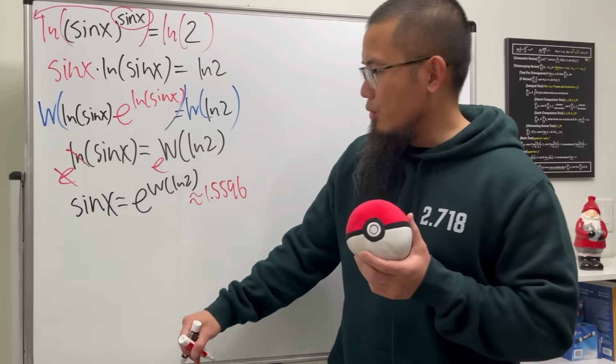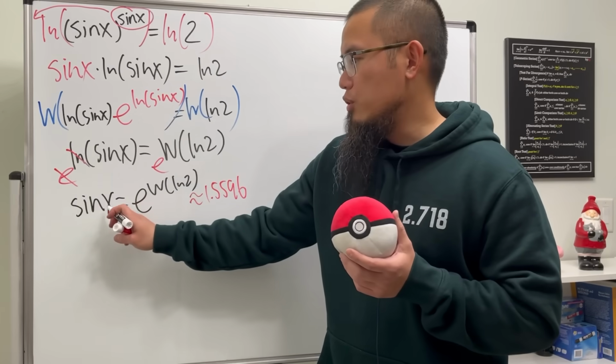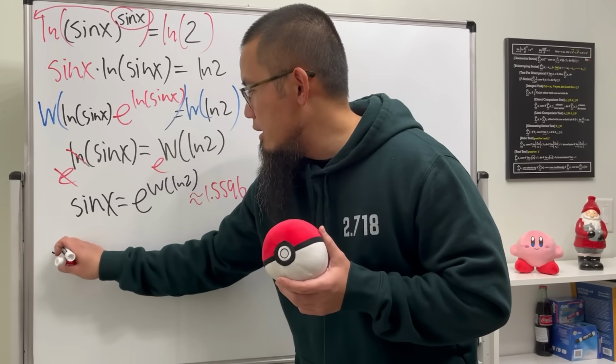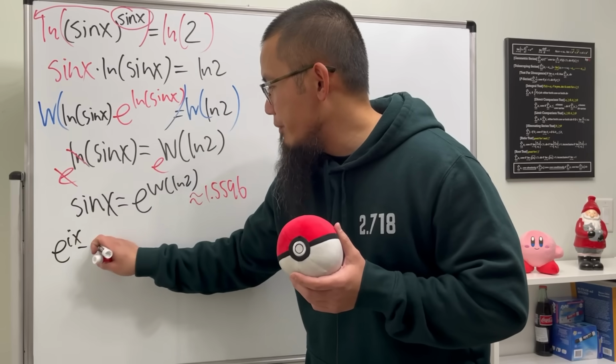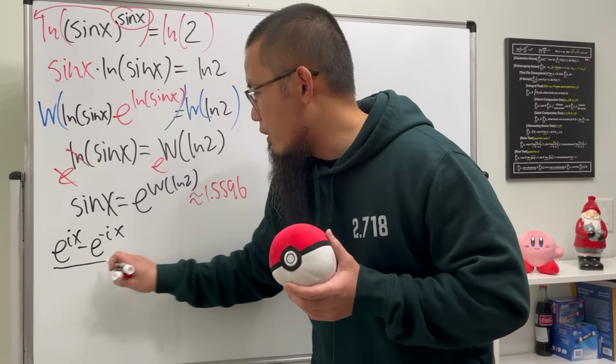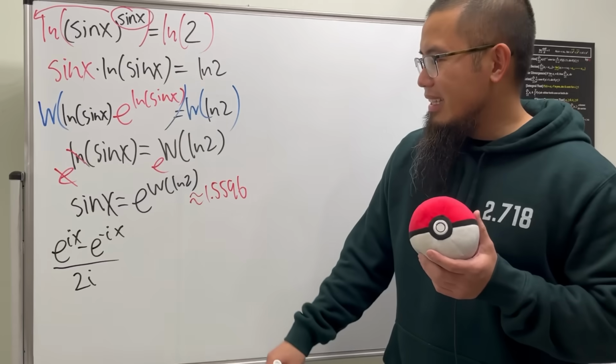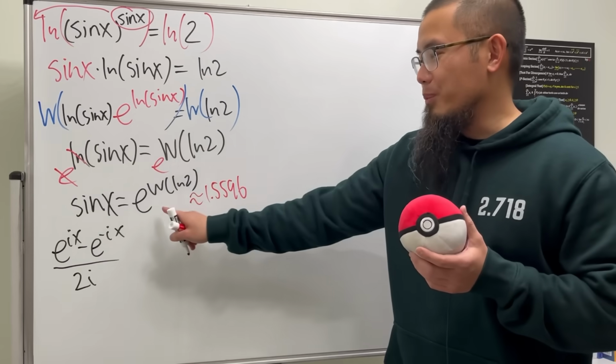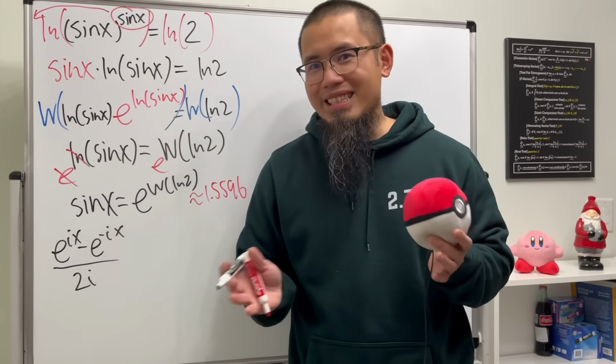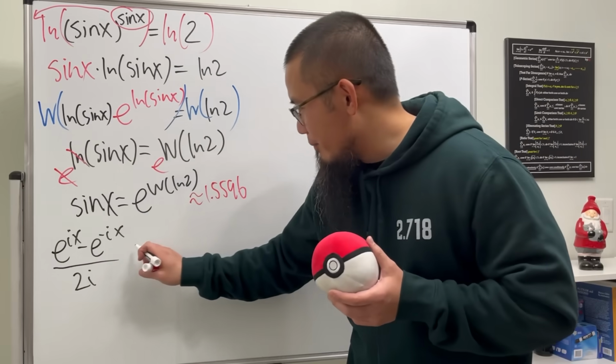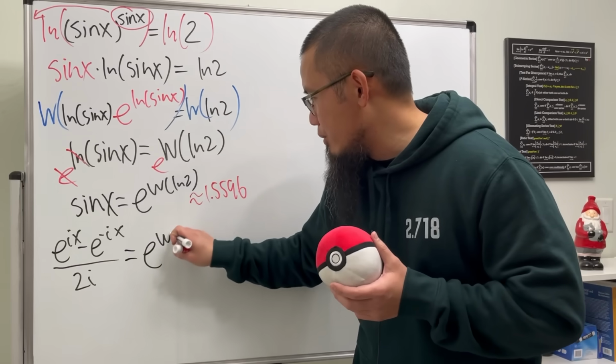So let's continue. We are going to use the complex definition for the sine x in terms of e to the ix minus e to the negative ix over 2i. And then let's write everything in the exact form. So we'll put this down, and you can see how crazy the answer looks like later on. Okay, this right here is going to be e to the W of ln2.